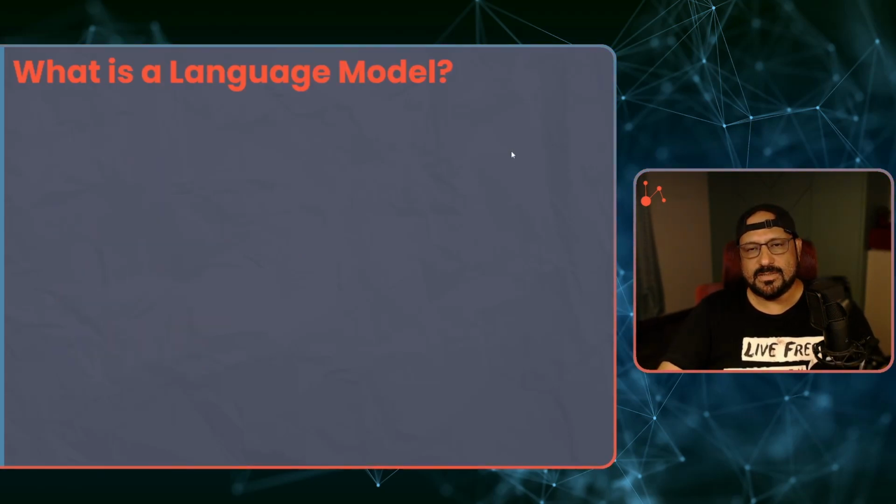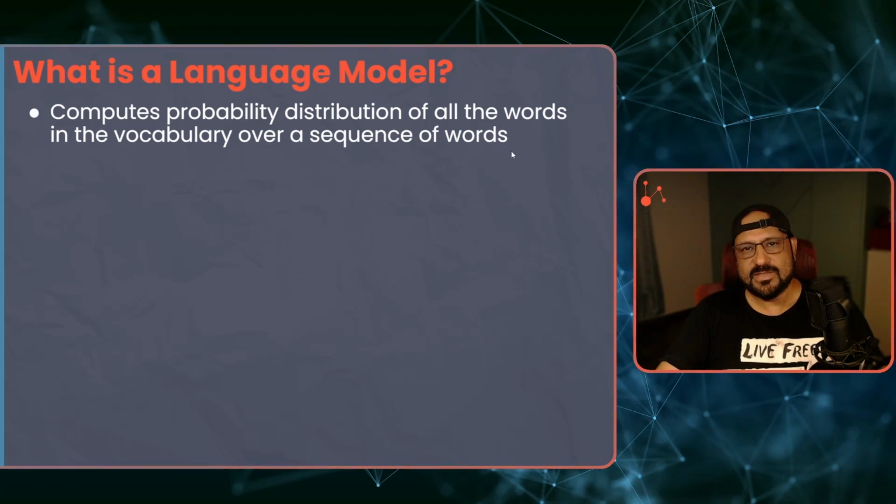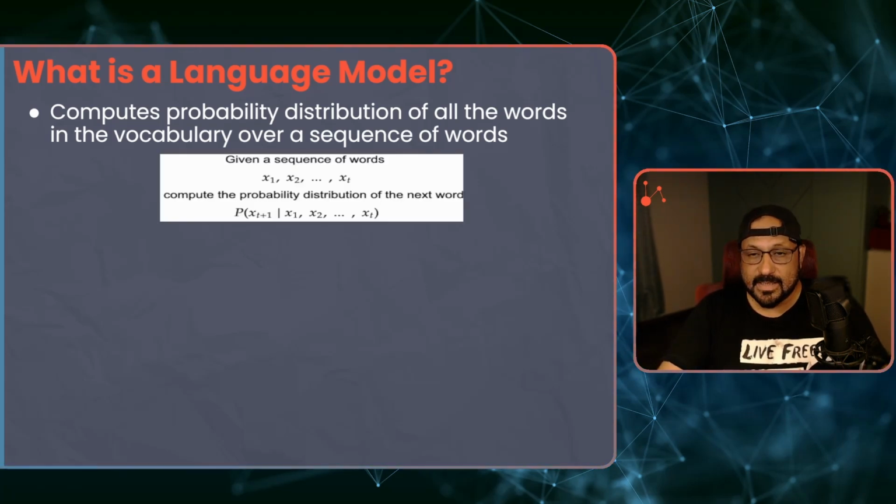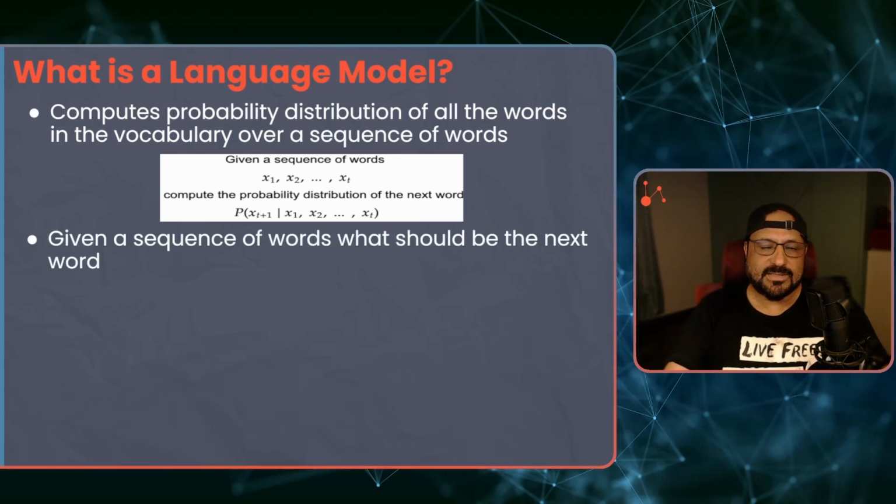So what is a large language model? Specifically, what is a language model first? Let's look at that. The official definition is that a language model computes the probability distribution of all the words in a vocab over a sequence of words. Mathematically, this is how it's given. However, as you might be thinking, what does this even mean exactly? In plain English, it simply means: given a sequence of words, what should be the next word? And this is the job of a language model, as simple as that.